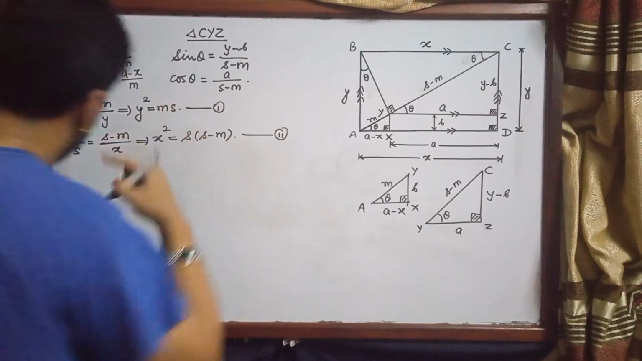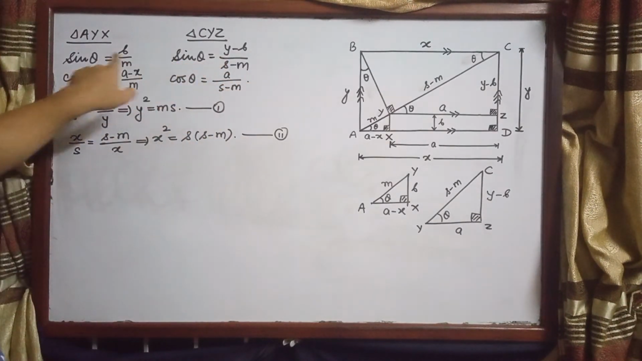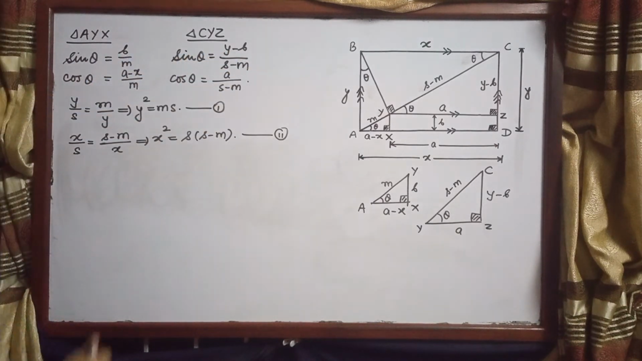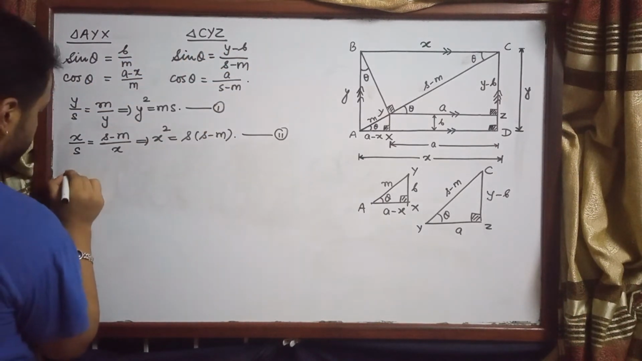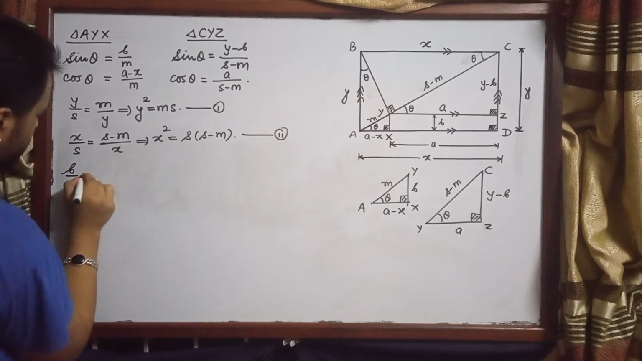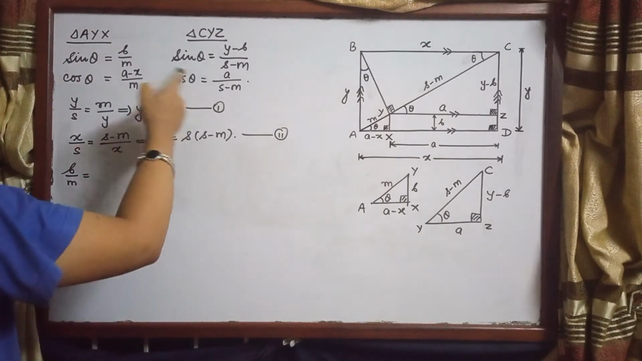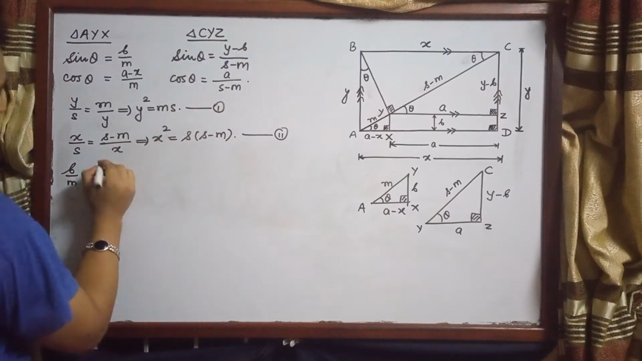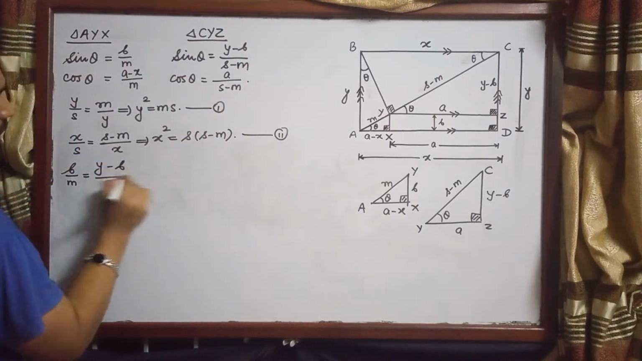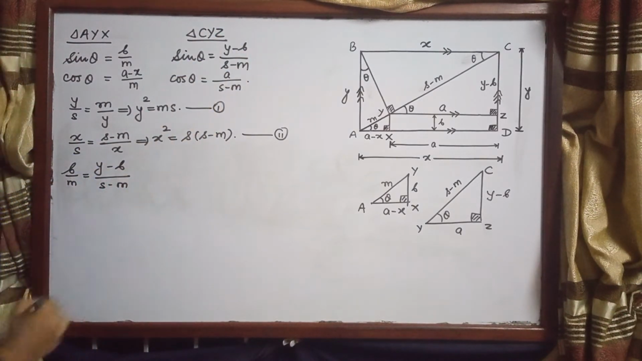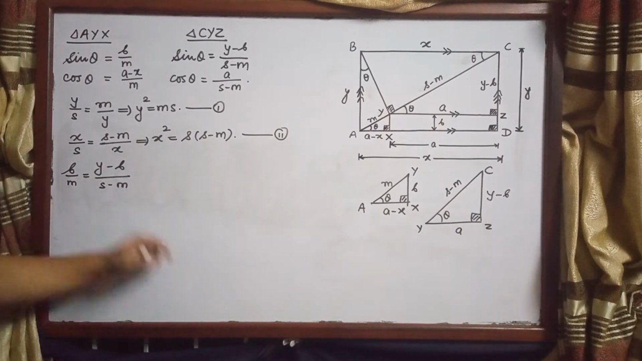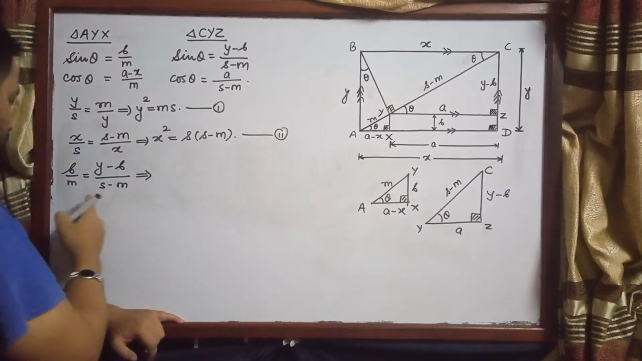Now from these two values, we can equate them to obtain B over M is equal to Y minus B over S minus M. Now let's cross multiply.